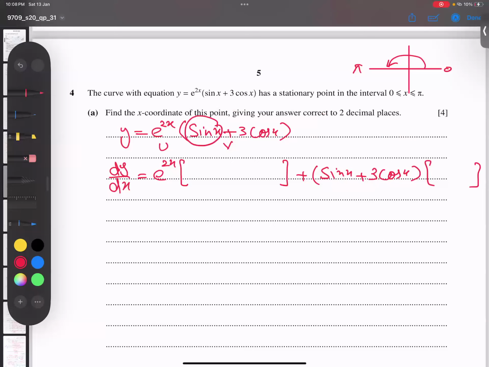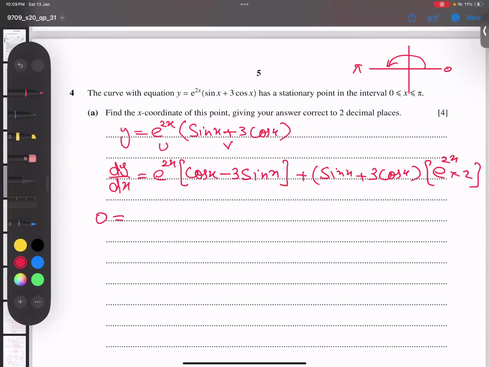What is the sine differentiation? All of you are familiar: cos. What is the cos differentiation? Minus sine, so minus 3 sine x. And what about this differentiation? First copy as it is, into 2. The 2 comes from the power differentiation. I will keep the derivative equal to 0.